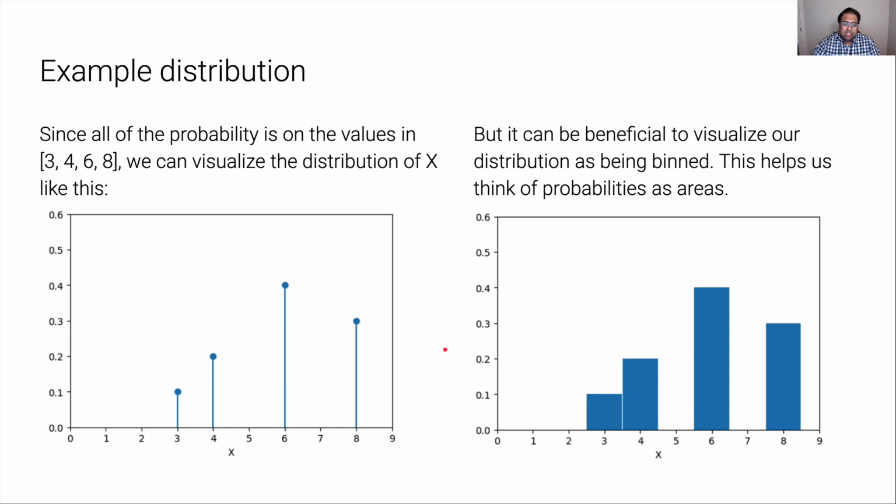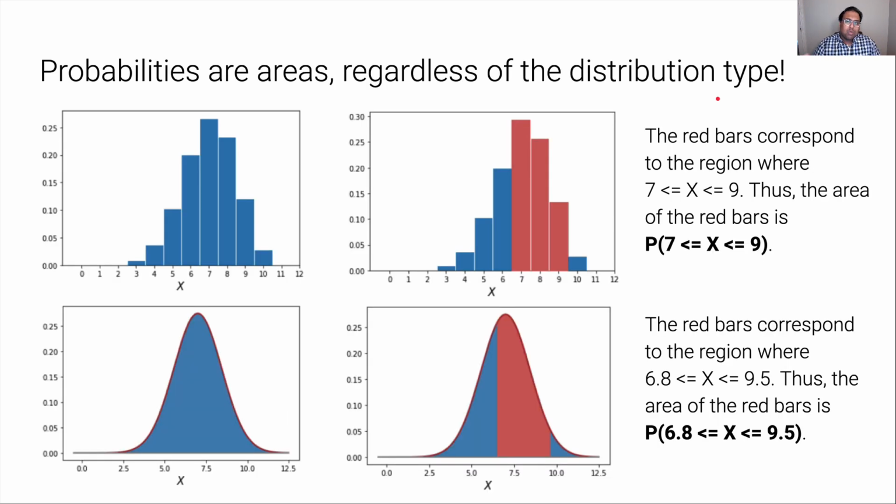And so now, since this is a discrete distribution, we could just look at the heights. But we will quickly want to look at random variables that are continuous or have an infinite number of possible values. And in such cases, we can't just look at the height to compute a probability. We instead need to look at areas.